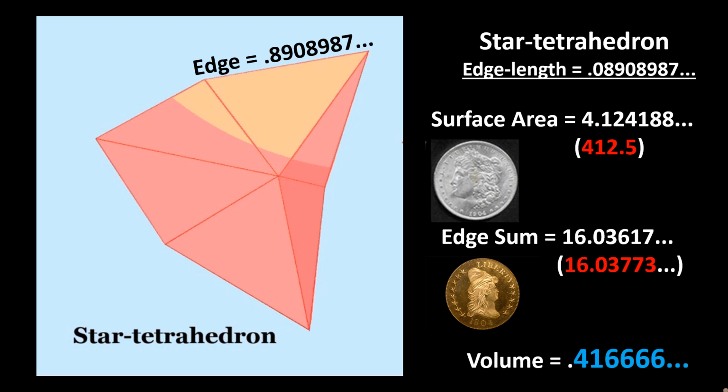In a previous video, I introduced the star tetrahedron and its relationship to the decahedron, which produced the point 0.137500 monetary measure. Here again, with the star tetrahedron having this unique edge length, powers of the monetary measures are exposed first in its 412.4 surface area, mimicking the 412.5 grain weight of the silver dollar, and then with the sum of its edges being a 99.99% facsimile of the gold eagle's weight in grams.